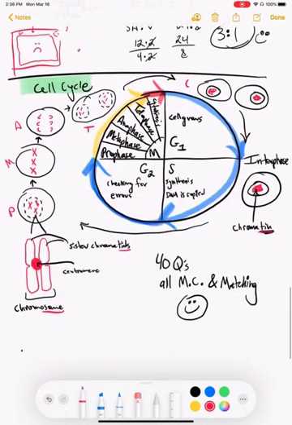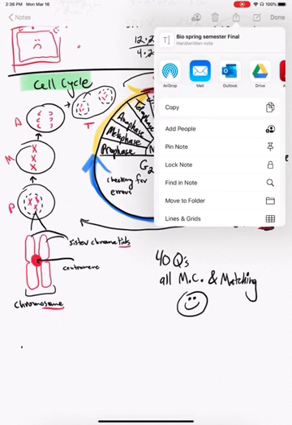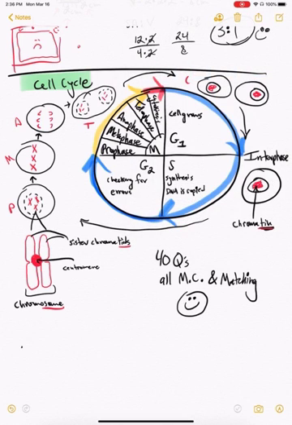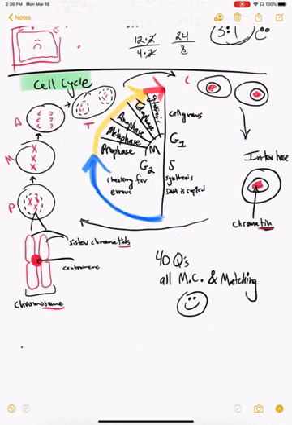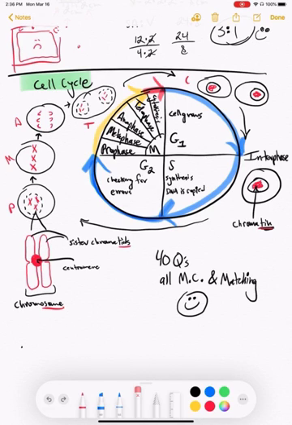Then we get to the cell cycle, where a majority of the time the cell is in what we call, whoops, not that, don't do that. Oh no, I'm erasing everything. Oh no, panic. I don't want to erase. Go back. There we go. The cell is in what we call interphase. It spends most of its life in interphase where it's preparing to divide.